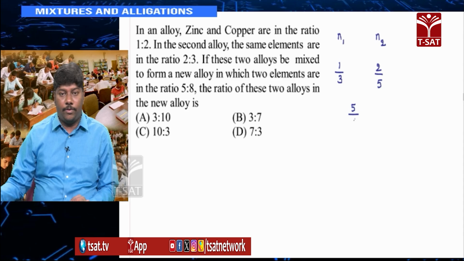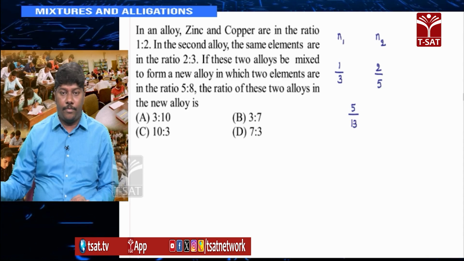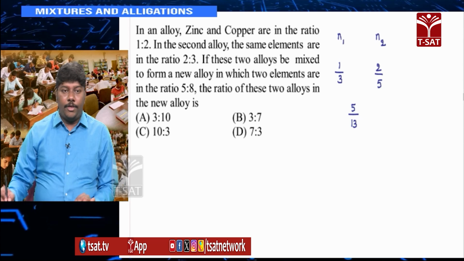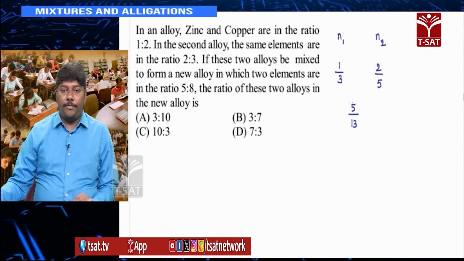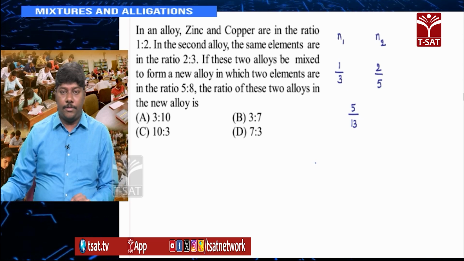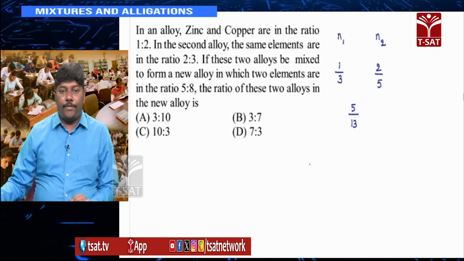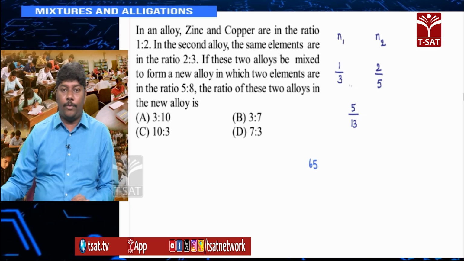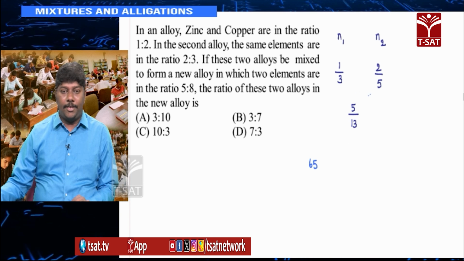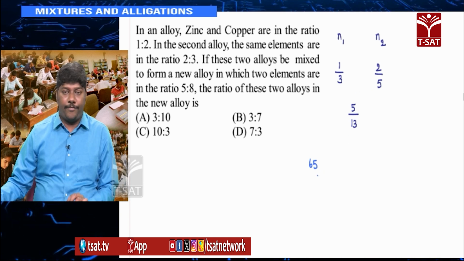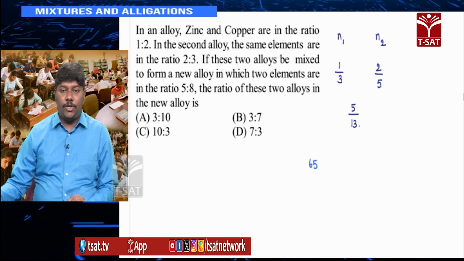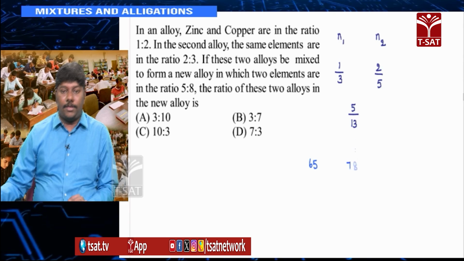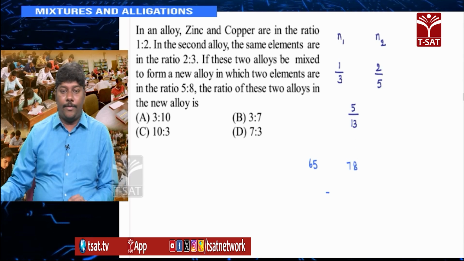I am concentrating only on zinc, right? You can multiply everything with 3 into 5 into 13. Instead of solving it in fractions, I can solve it in values. 3 cancels, so 5 into 13, 65. I am multiplying everything with 3 into 5 into 13. So 13 into 5 will be left out, it will be 65. In the second case, 3 into 13, 39 will be left out. So 39 into 2 is 78. Here only 3 into 5, 15, therefore it is 75.